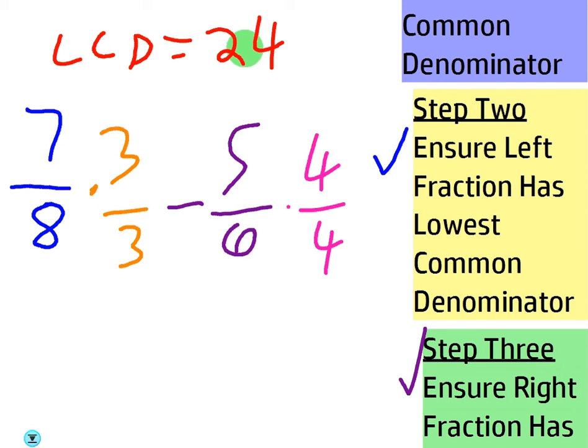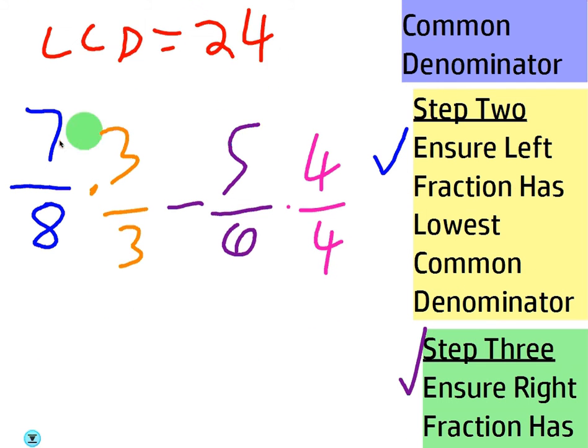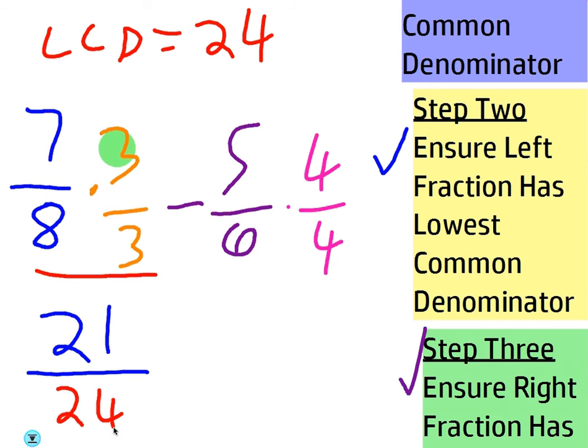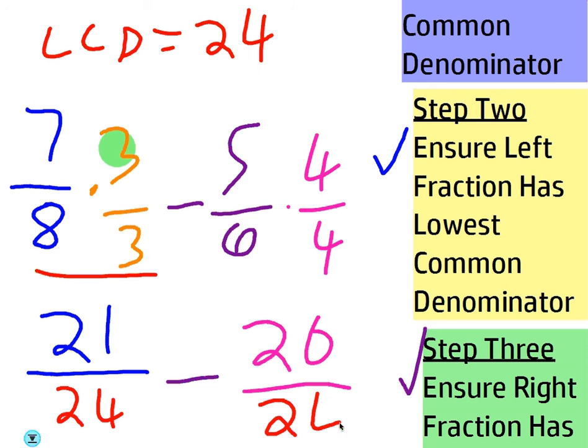Okay, so for the top of the first one, we have 7 times 3, which is what? 21, right? And that should give us 24 on the bottom. The next we have 5 times 4, which is 20. Also, you should get 24 on the bottom.